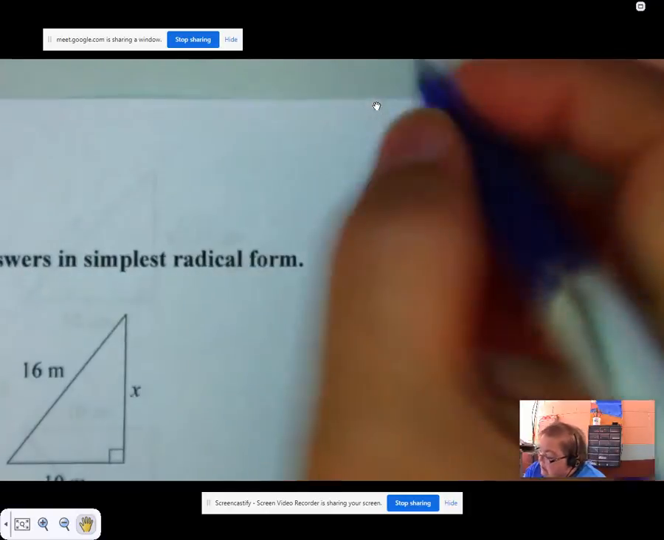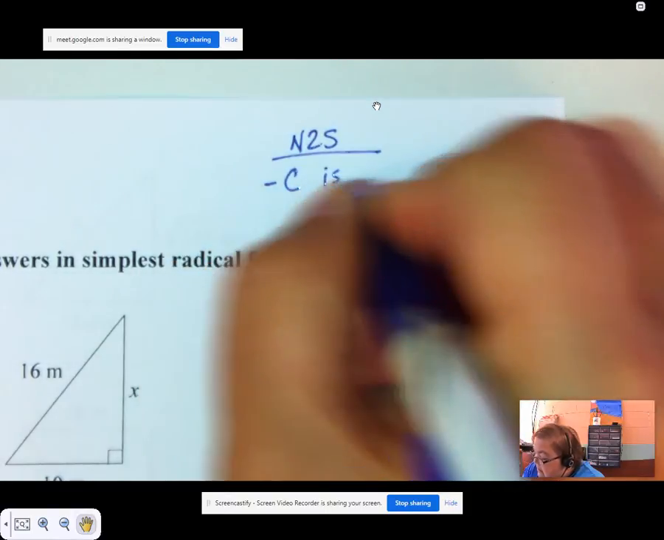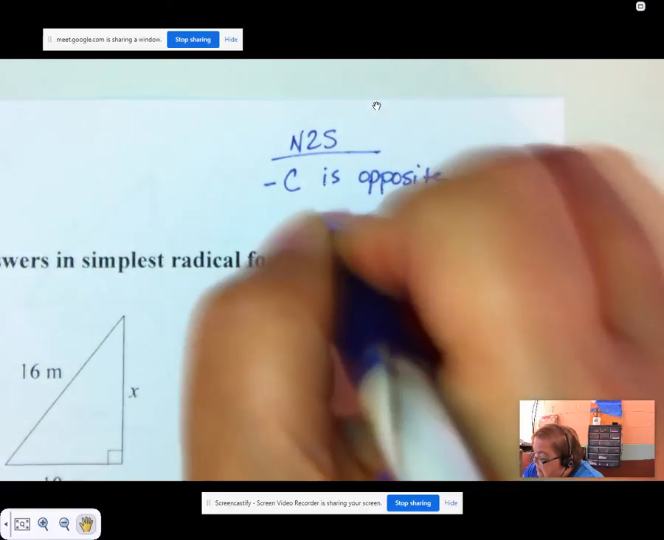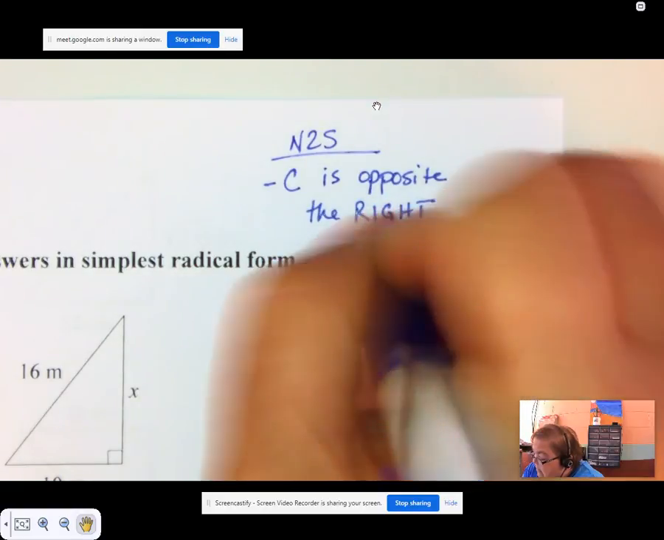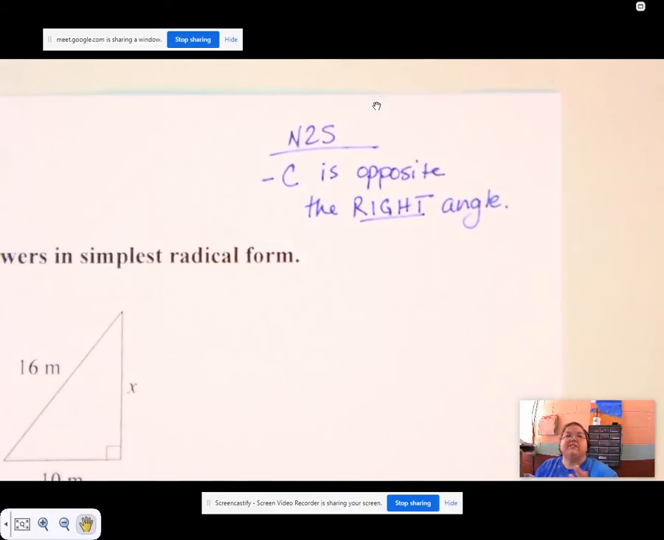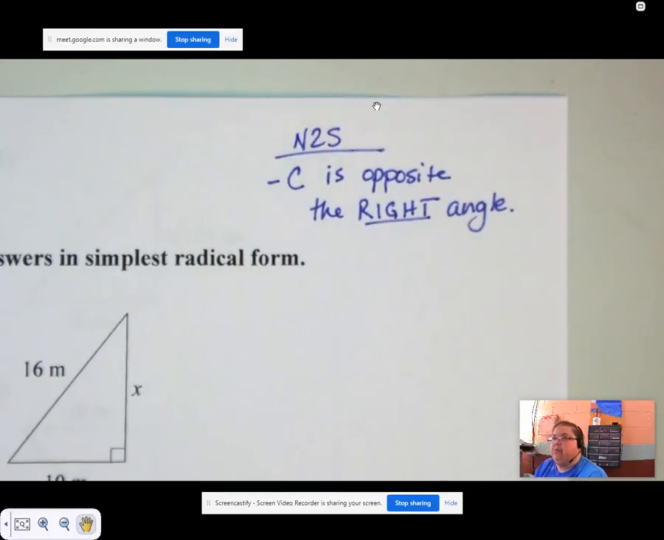So let's make a little note to self over here in the corner. C is opposite the what? The right angle. Always. That's where C is. It doesn't matter which one you pick for A or which one you pick for B. C has to be opposite the right angle. Okay? So we're going to look at example 1.